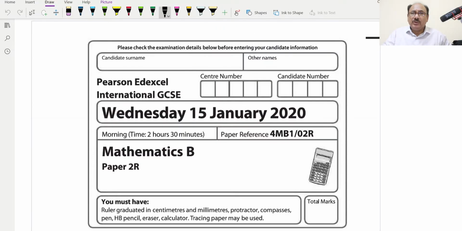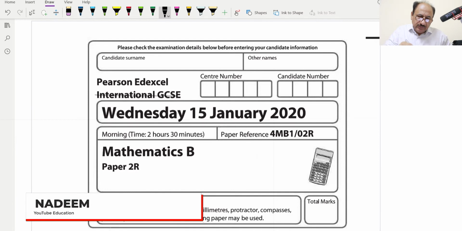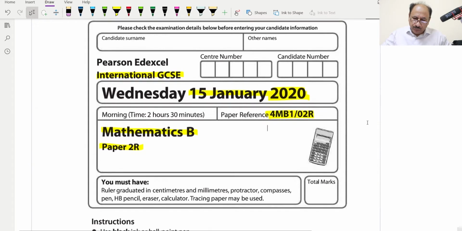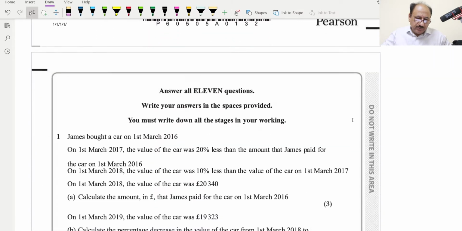Hello everyone. Today we'll be going through International GCSE Mathematics B Paper 2R, 15 Jan 2020, 4MB1/02R. Let us move to question number 1.